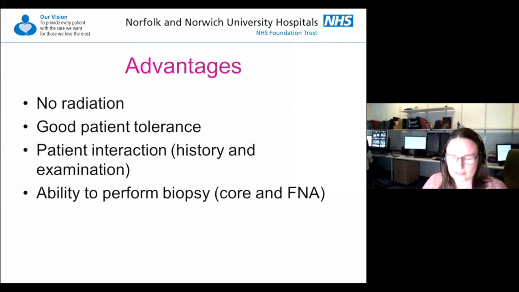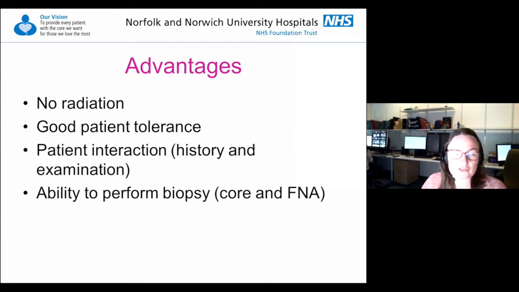So what are the advantages of neck ultrasound as compared to the other modalities that we image with? Obviously there's no radiation as opposed to a CT scan. So particularly in young patients, that's really good to avoid the radiation. There's very good patient tolerance. A lot of patients find MRI quite difficult, can be quite claustrophobic, but nearly everyone can tolerate a neck ultrasound.